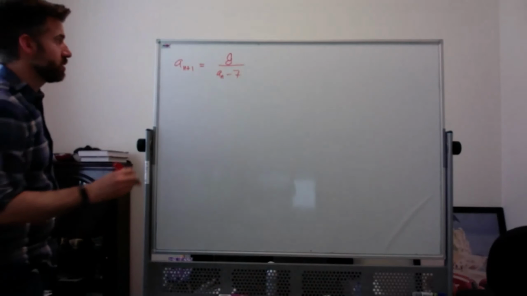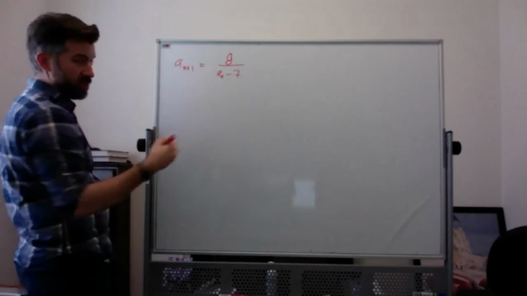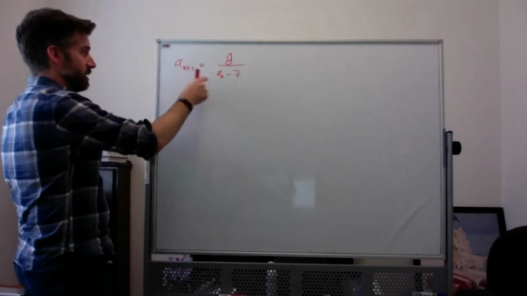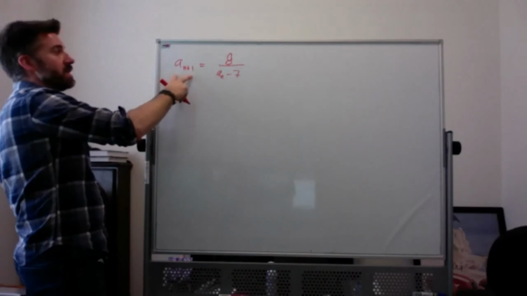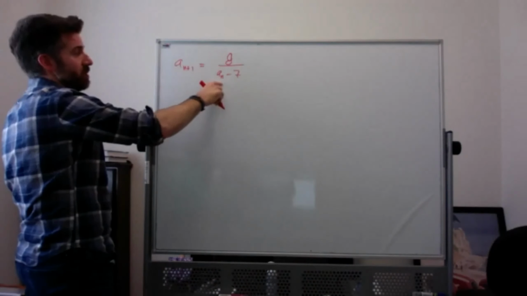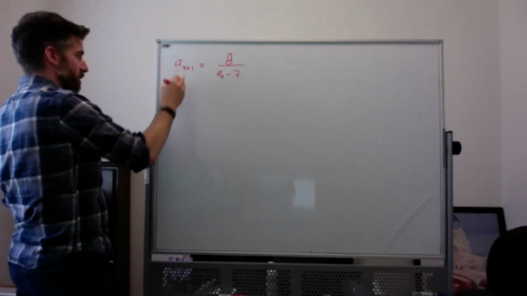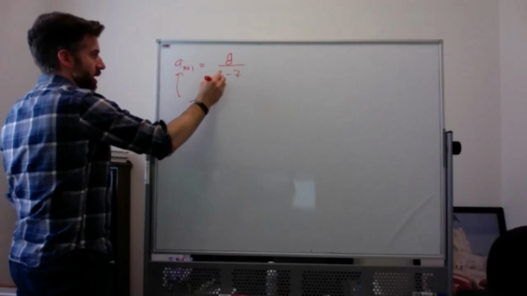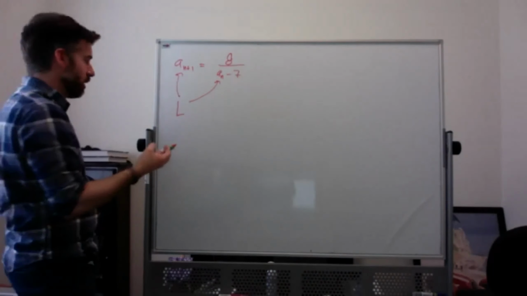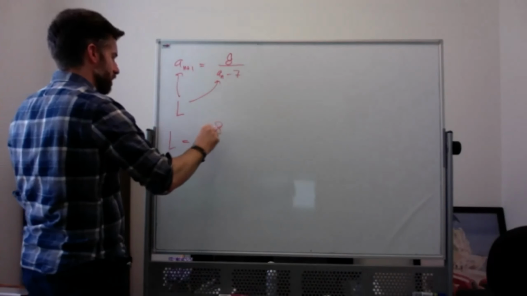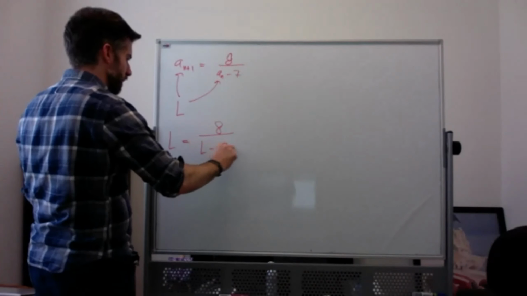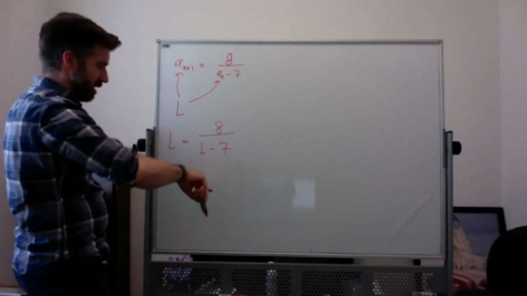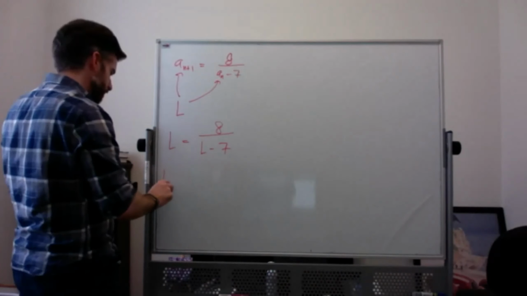So let's look at this. I'm going to do this the short way this time. So I'm just going to replace my a sub n with L. Sorry, guys, this is a sub n plus 1 equals 8 divided by a sub n minus 7. So replace this and that with your limit L. And then L is equal to 8 over L minus 7. Multiply both sides by the denominator. L times L minus 7 equals 8.